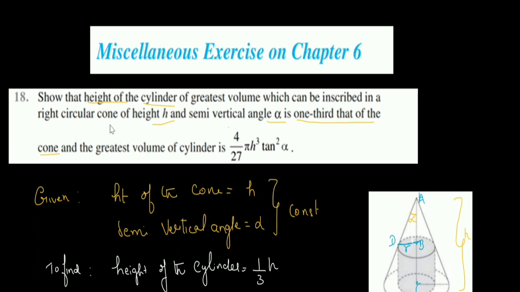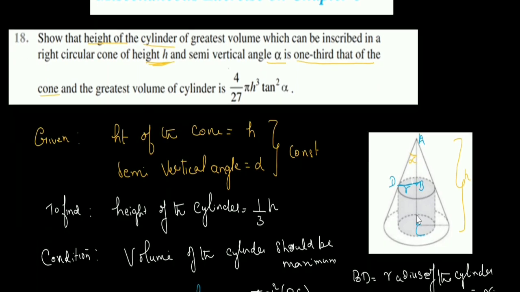Given height of the cone. Height of the cone is given as h. The semi-vertical angle of the cone is also given, alpha. So this is the semi-vertical angle, given as alpha. Height of the cone is given as h. So these two are given. Whenever something is given, take it as a constant. So the height of the cone and the semi-vertical angle both are constants.